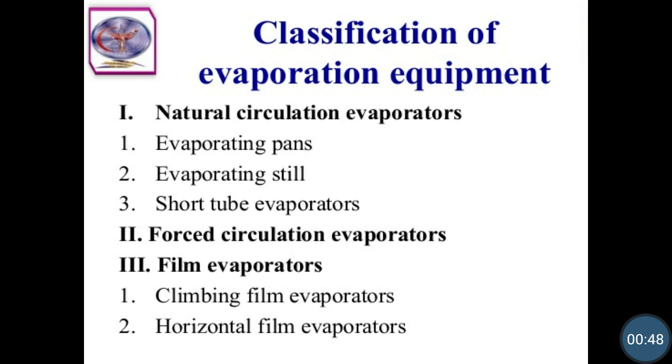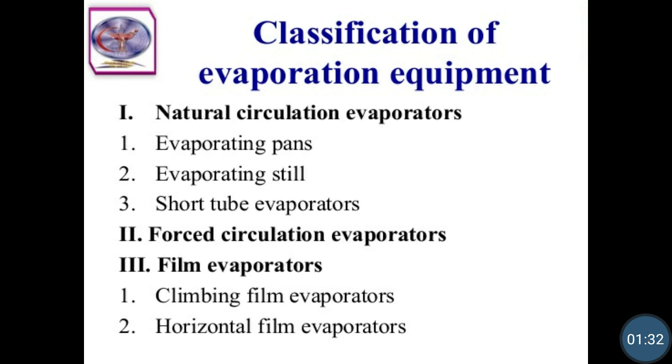The next topic is the different types of equipment used for the evaporation process. This is the classification of equipment used for evaporation: natural circulation evaporators, forced circulation evaporators and film evaporators. Depending on how the heat transfer actually takes place, natural circulation evaporators transfer heat naturally by convection, and in forced circulation evaporators agitation is applied to circulate the heat all over the liquid to be evaporated.